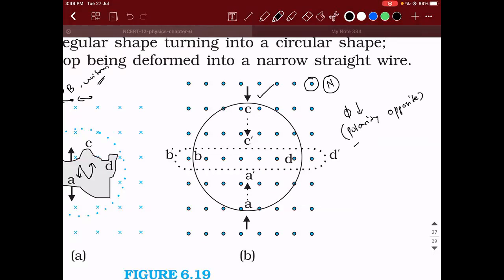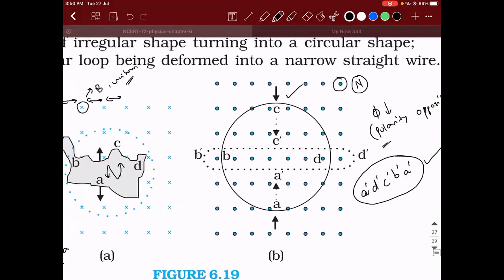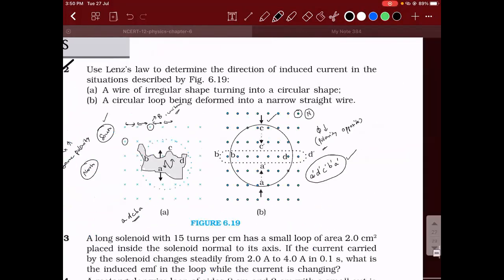What is the polarity you have? South pole, no? South, sir. So it should be north. Answer will be A dash, D dash, C dash, B dash, A dash. Clear? Yes, sir. Clear, sir.